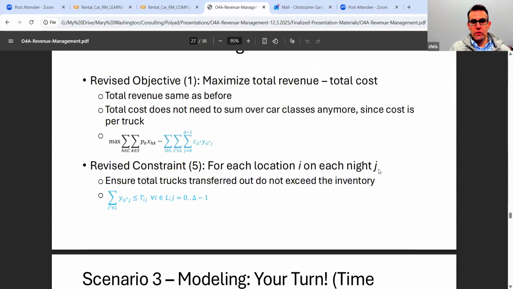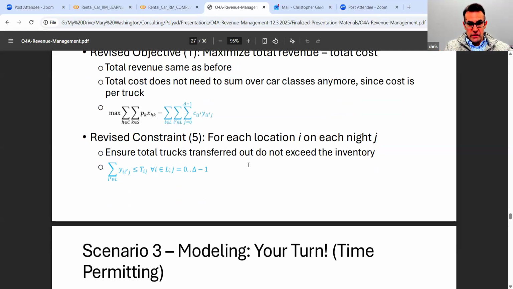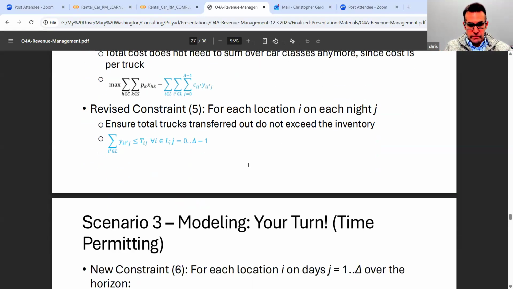Okay, so when we model this here, we have to modify our objective function. We're going to modify it by revising the costs to reflect the cost of the trucks rather than the individual transfer costs of the cars. Then we have to revise constraint 5. If you remember constraint 5, we had to ensure that for each transfer, at each location, we don't transfer out more cars from that location than are found there. We do this here for the trucks.